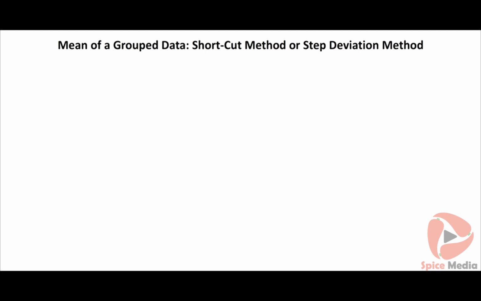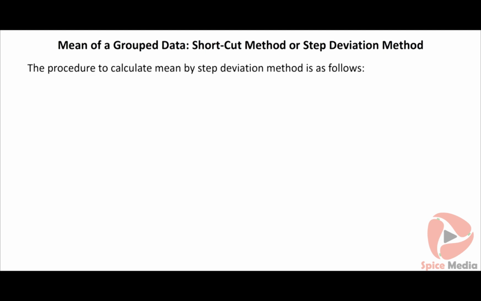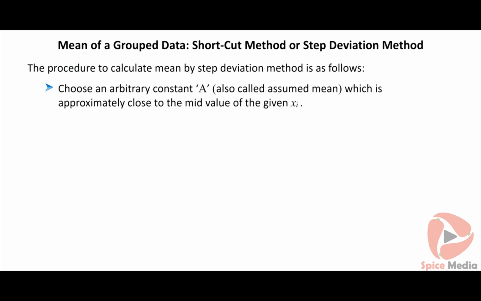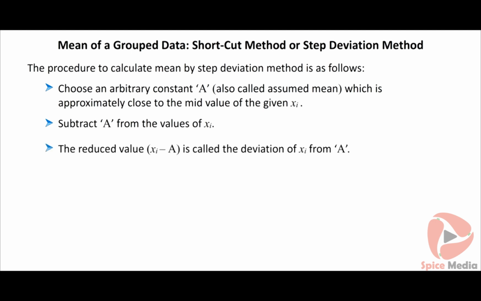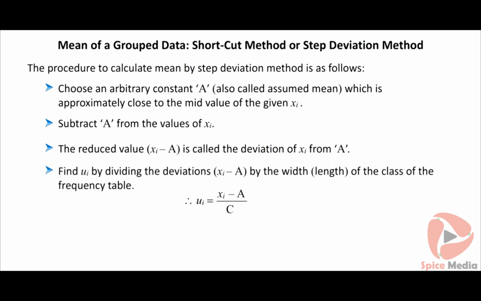Here is the shortcut method or step deviation method to find the mean of a grouped data. When mid-values xi in the different classes of grouped data are large values, then the computation of the mean becomes quite lengthy and tedious. In such cases, calculation is simplified by step deviation method. The procedure to calculate mean by step deviation method is as follows.